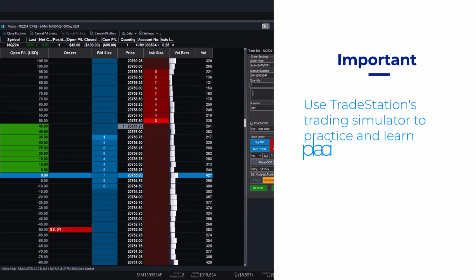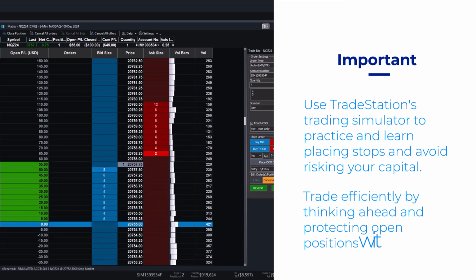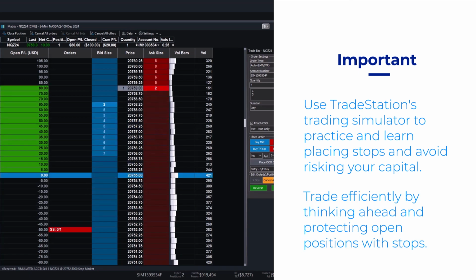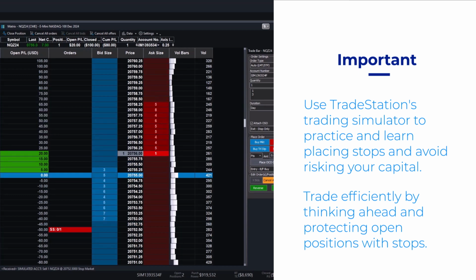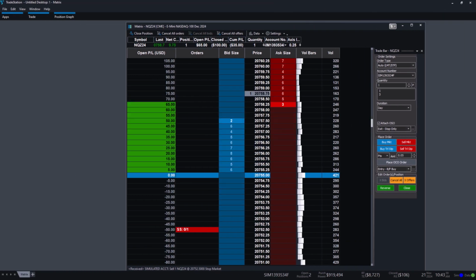Using the TradeStation trading simulator to attach stop losses to a trade lets you practice and learn how to submit these orders without risking your capital. Remember, trading efficiently means thinking ahead and ensuring your stops are always ready to protect your positions. Stay proactive and avoid getting caught off guard by the markets.